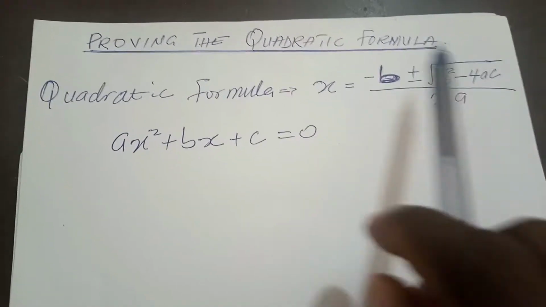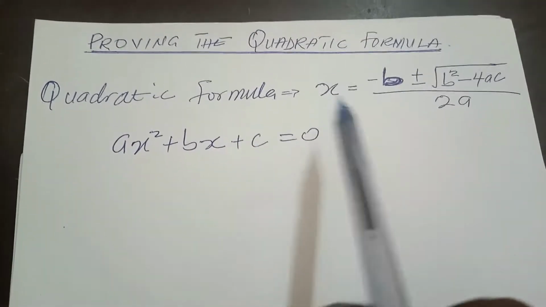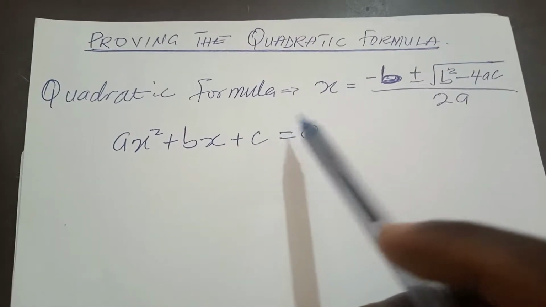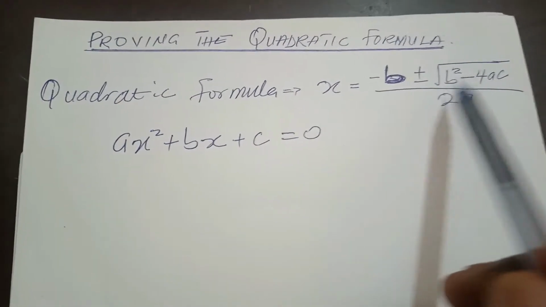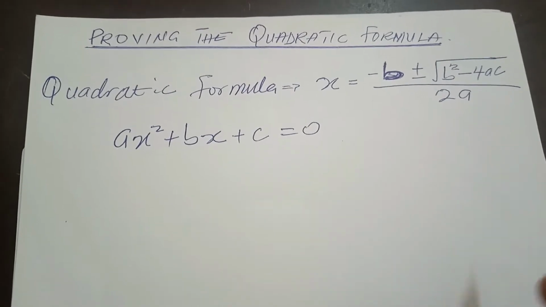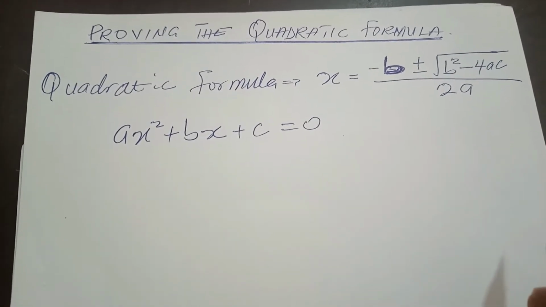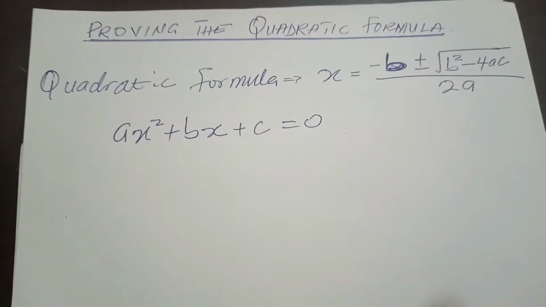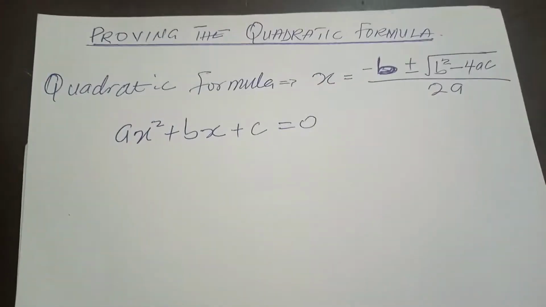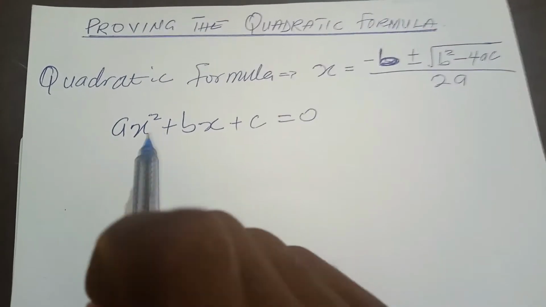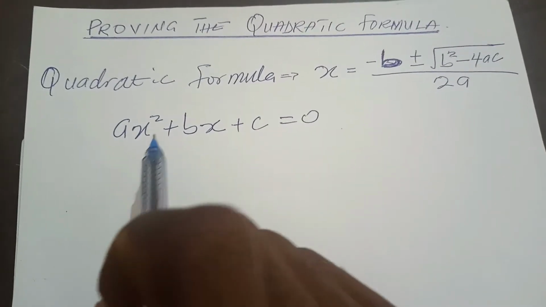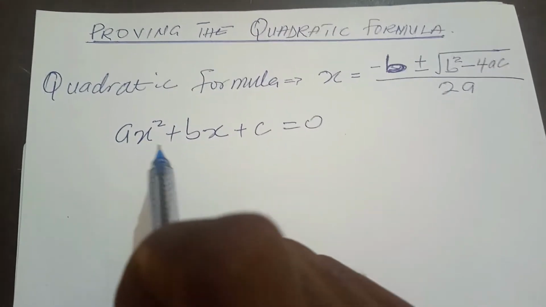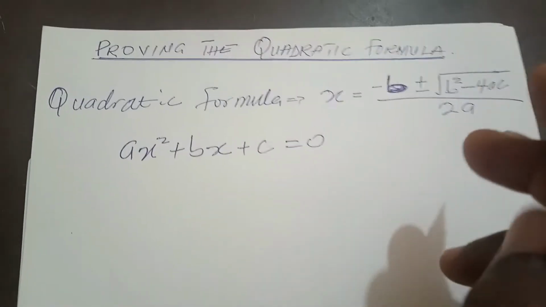To get this, we are going to make x the subject of the general quadratic equation to get the quadratic formula, and we are using the method of completing the squares. The first thing we are going to do is make the coefficient of x squared, the first term, to be 1, and that means we have to divide through each term by a.